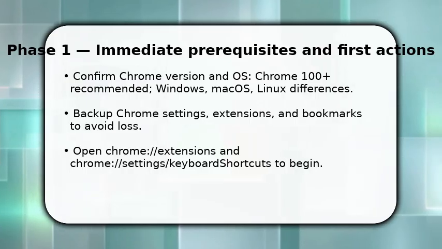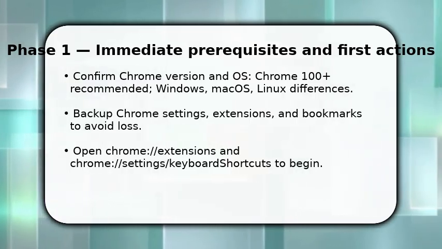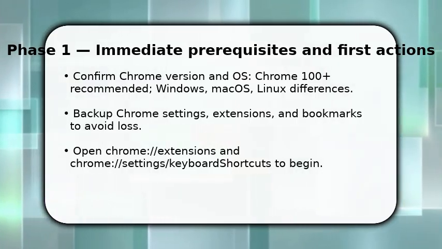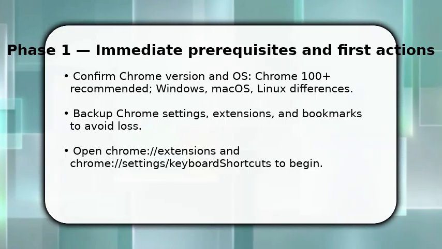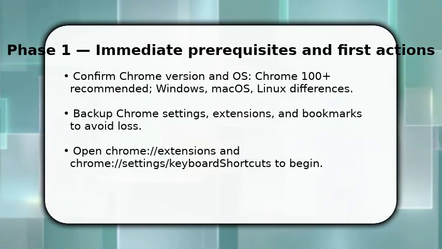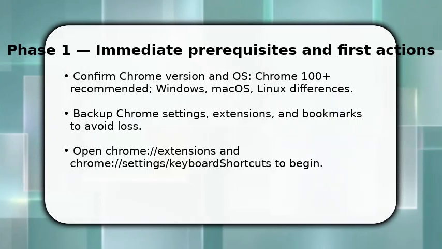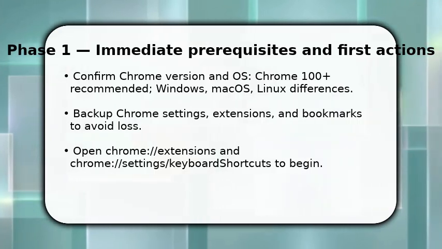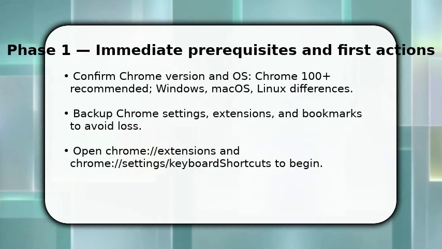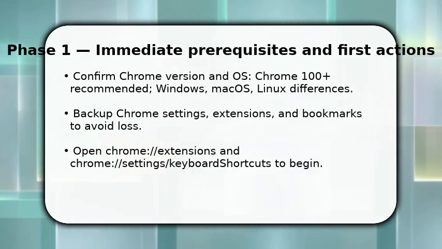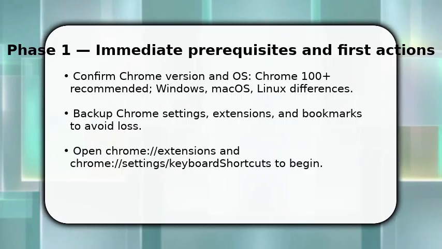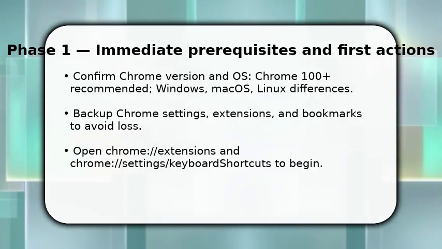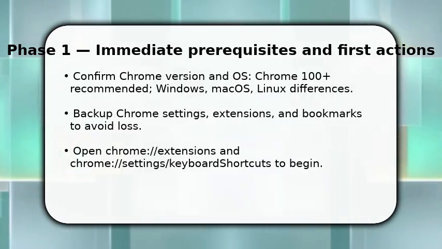Next, open Chrome and type chrome://settings/keyboard shortcuts to jump straight to keyboard customization. You will also keep an extension tab open. Some solutions require an extension. Make sure to run Chrome with admin privileges on Windows or enable full permissions on Mac OS when prompted. These steps let you change system-level or browser-level shortcuts safely.